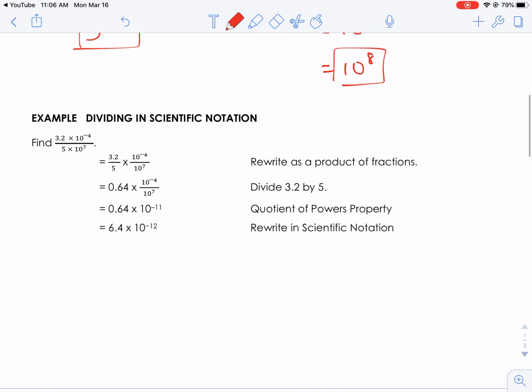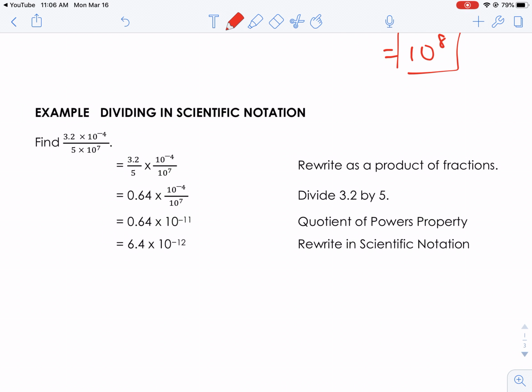So for example, we might have a problem like 3.2 times 10 to the negative 4th over 5 times 10 to the 7th. We're going to split this up almost into 2 different parts. So we have 3.2 divided by 5, and then our powers of 10 would be divided. 3.2 divided by 5, you would set up your division problem, and you'd end up with 0.64. We'll go through another one slowly. And then our powers of 10 would get subtracted. So we would have negative 4 minus 7, which gives us negative 11.